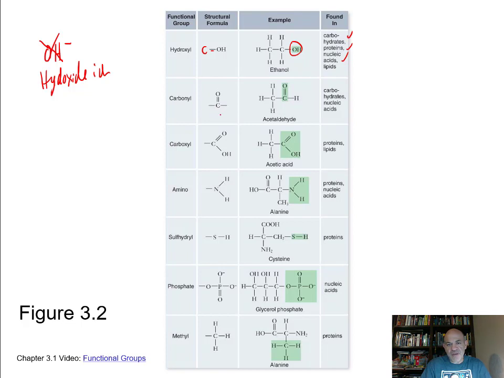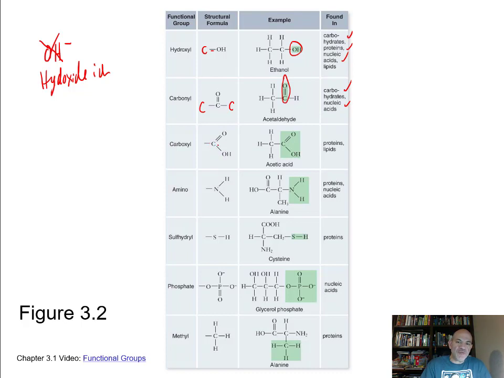And then we have carbonyl. And there you have a carbon with a double bonded oxygen, and then you might have more carbons out like this, or hydrogen out there. And here you have acetaldehyde, and there's your carbonyl group there. And we find these in carbohydrates and nucleic acids. And then we have the carboxyl group.